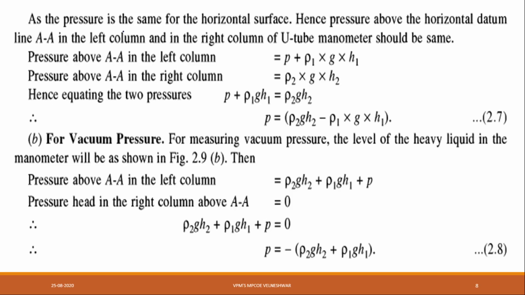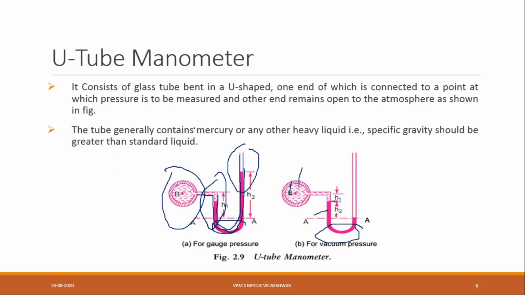Now as the pressure is the same on a horizontal surface, the pressure above the datum line AA in the left column and the right column of the U-tube manometer should be the same. Means what he is saying here is that the left hand side should be equal to the right hand side, both should be equal, because only if it is equal will our water pressure be constant, okay.